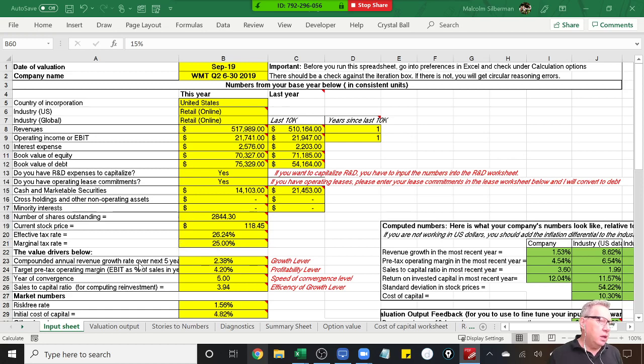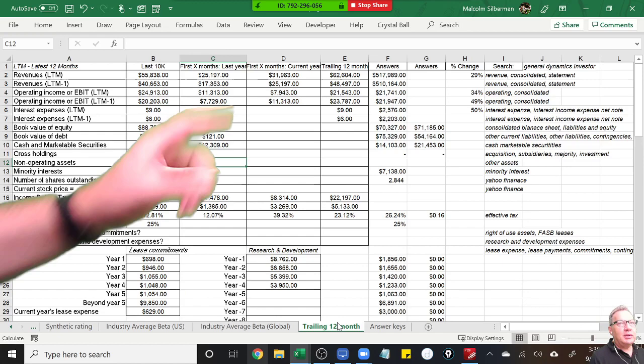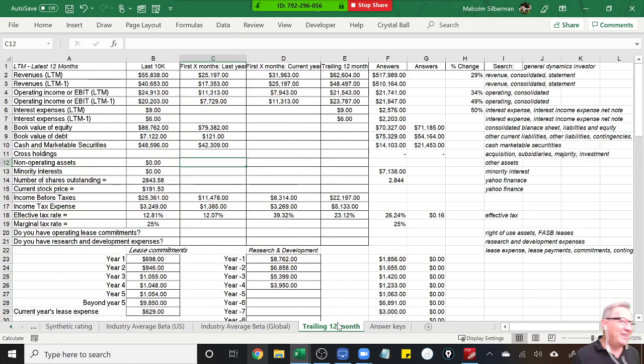I haven't modified it at all except for the very end, this section here, which is called trailing 12 months. He has it also, but in his one, it's got limited information. I've added to the information. So, for example, oh, you like that? I've added a bunch of information to it.